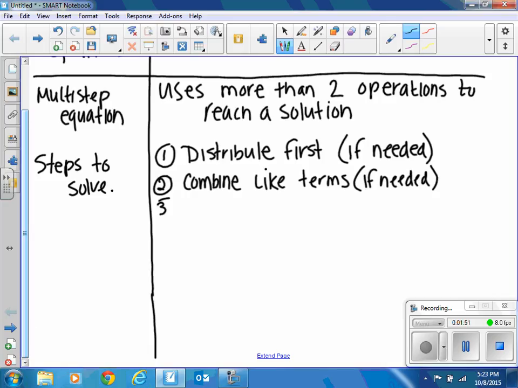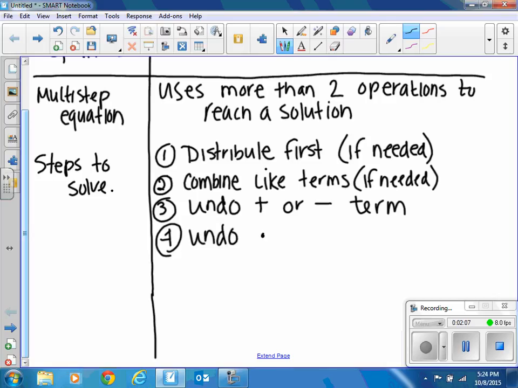Third step you're going to do is you're going to undo your addition or subtraction term. So if you got like a +9 or a -6, you're going to undo that first. And then finally, you're going to undo your multiplication or division term. All right, so those are the steps you're going to follow. So let's look at some examples now.